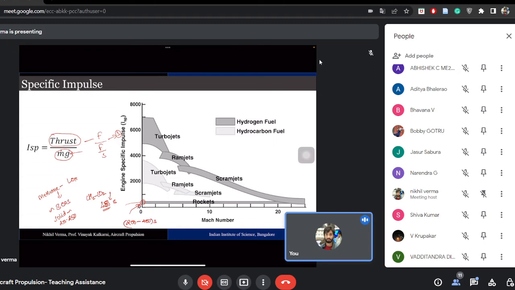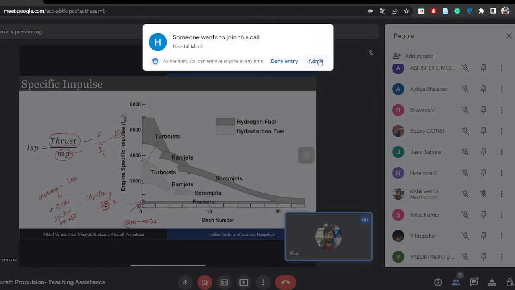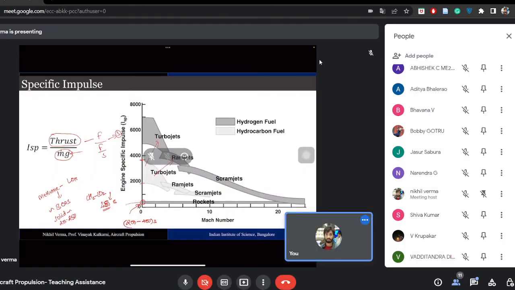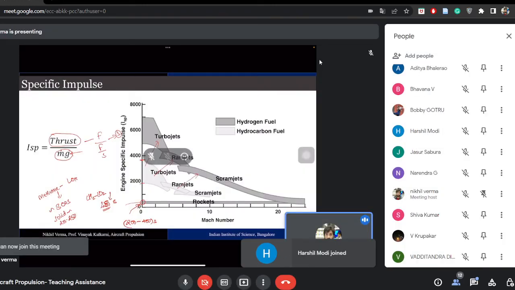For hydrocarbon based turbojet engines, you have nearly about 2,000 to 4,000. If we switch these technologies to hydrogen based fuels, which is the next future for air breathing engines, you can see these values can be extended to higher values.